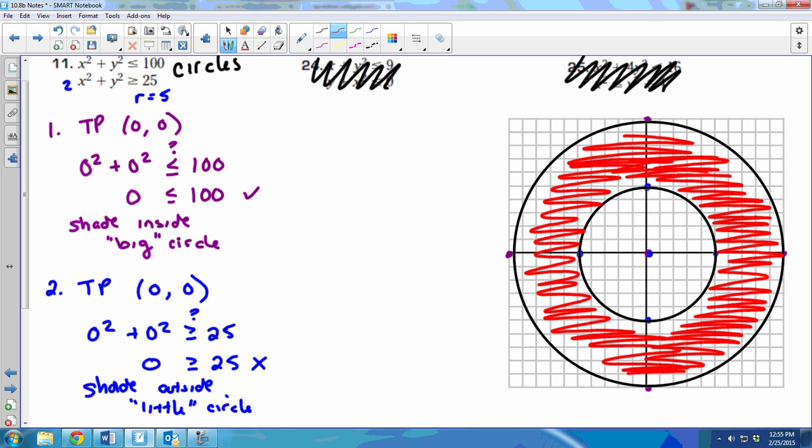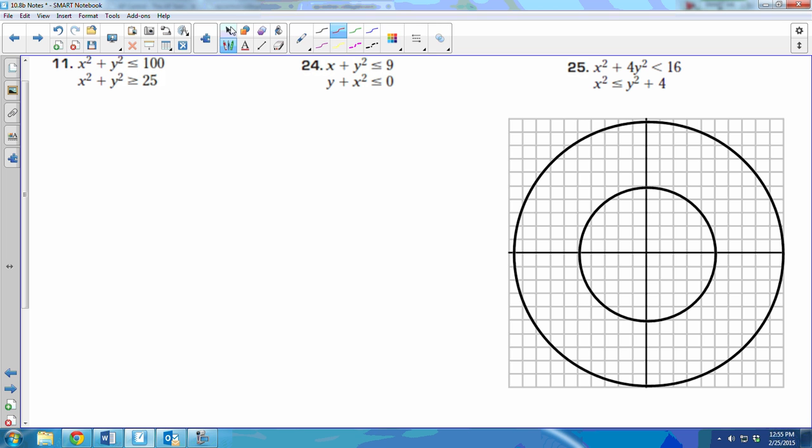Can there be one that's a circle and like one? Oh, yeah.